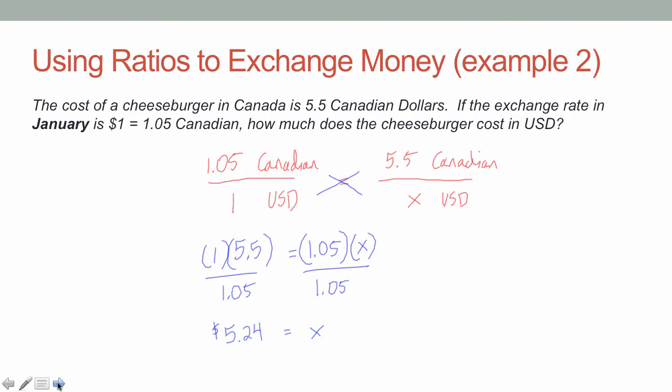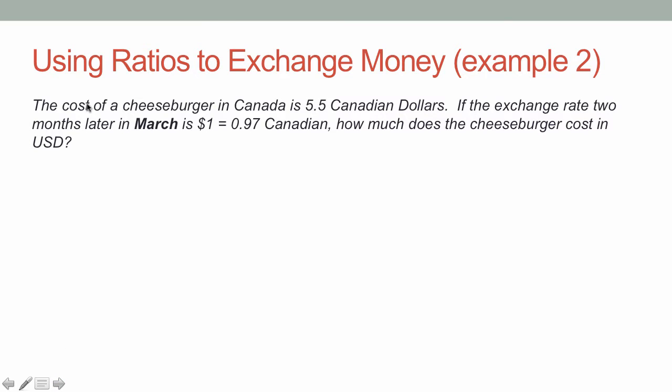But now let's compare that to 2 months later. The whole financial exchange market is changing. And what happens? What do we see? My $1 is now worth 0.97 Canadian. It was 1.05, so it's gone down. It's not worth as much. Yikes. Let's see how much the cost of a cheeseburger now is.